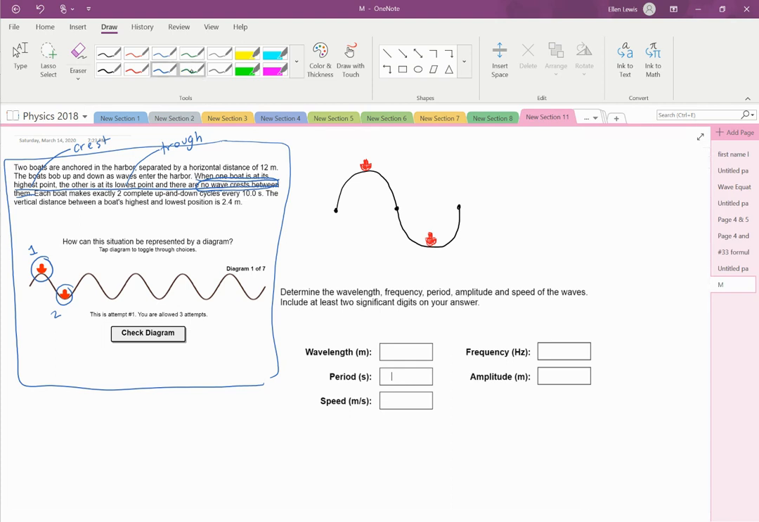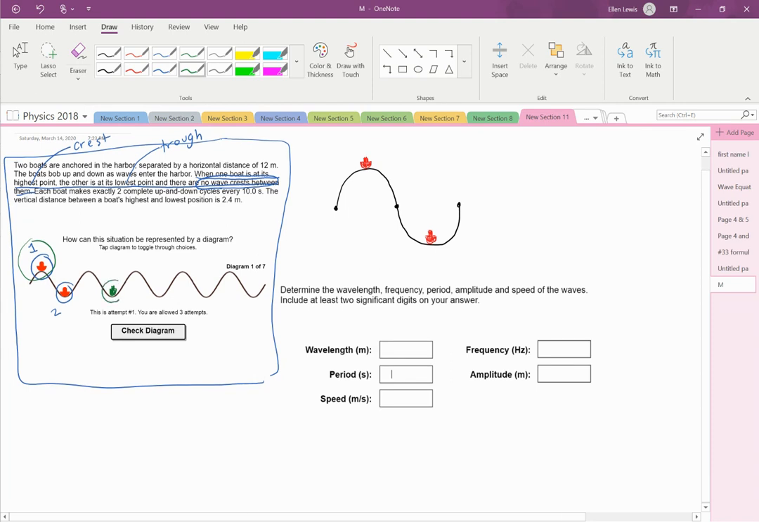Now let's suppose I had boat number two at this location. Well, you would have boat number one at its highest point. You would have boat number two at its lowest point, but you would also have one wave crest between the two boats. Okay, if I had boat number two right here, again, boat number one is at the highest point, boat number two is at the lowest point, but now do you see there are two wave crests between them?